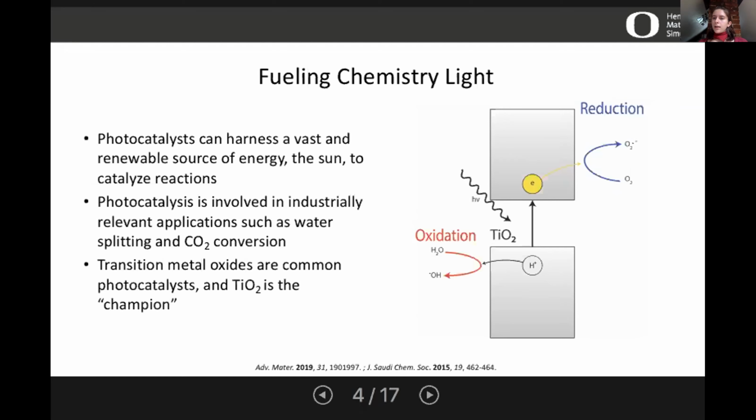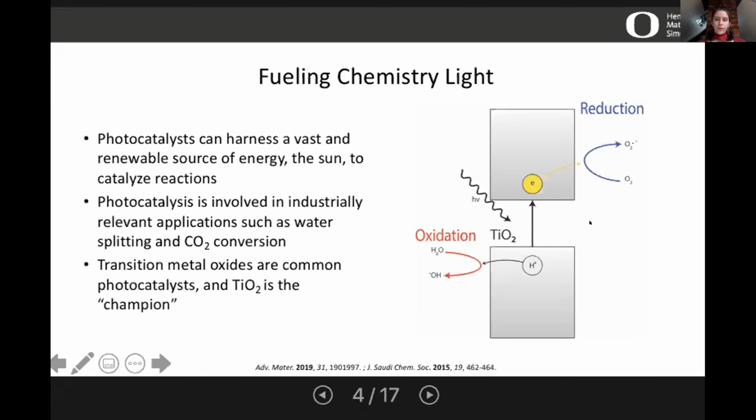The most common photocatalysts, or some of the most common photocatalysts, are transition metal oxides. And among these, titanium dioxide is considered the champion. In the plot you can see on the right here, light excites an electron from the valence band, which is like the highest occupied molecular orbital in a molecule, to the conduction band, which is like the lowest unoccupied molecular orbital in a molecule. And then we have a sacrificial reductant that comes in and offers an electron to plug that hole.